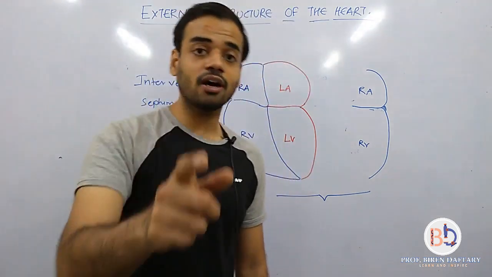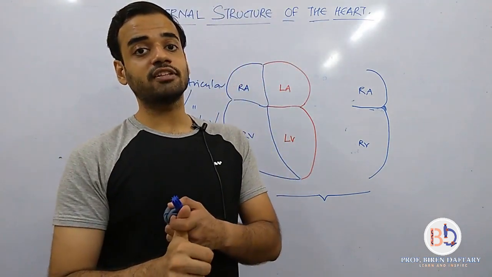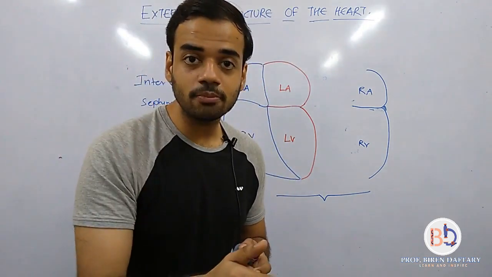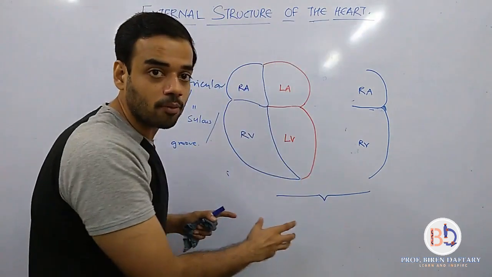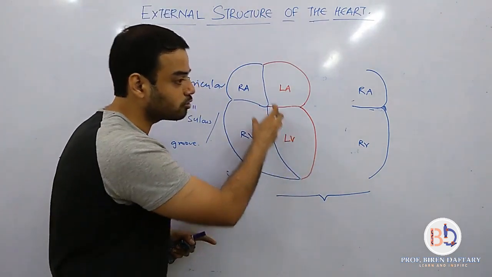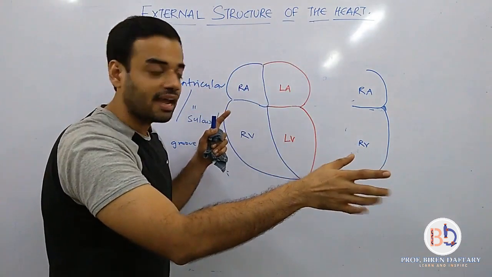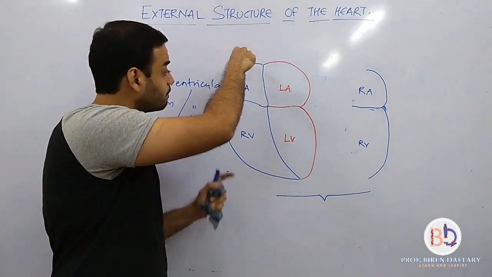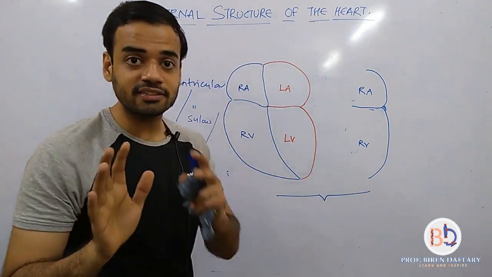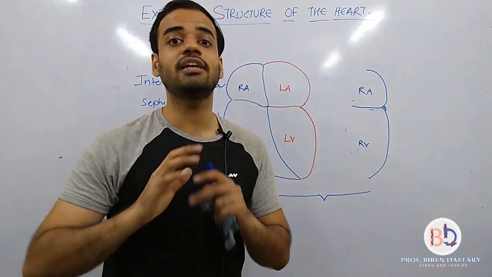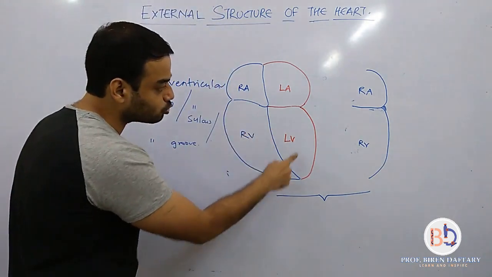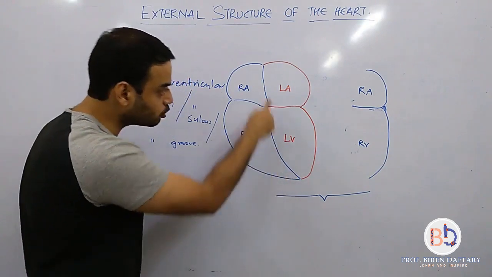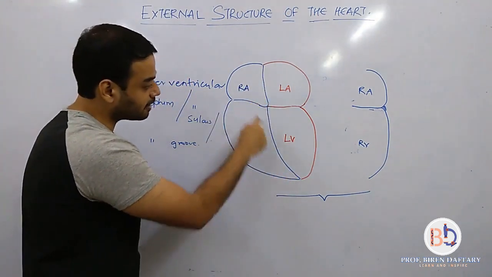So देखो, for the heart there are separate vessels for giving oxygenated blood and for removing deoxygenated blood. For the rest of the body, the oxygenated blood goes from the aorta and other arteries, and deoxygenated blood comes from the superior and inferior vena cava. Is this clear? Heart के खुद के लिए अलग चीजें हैं, coronary artery, coronary vein. They pass through these walls. They do not pass from here. They pass through these walls.